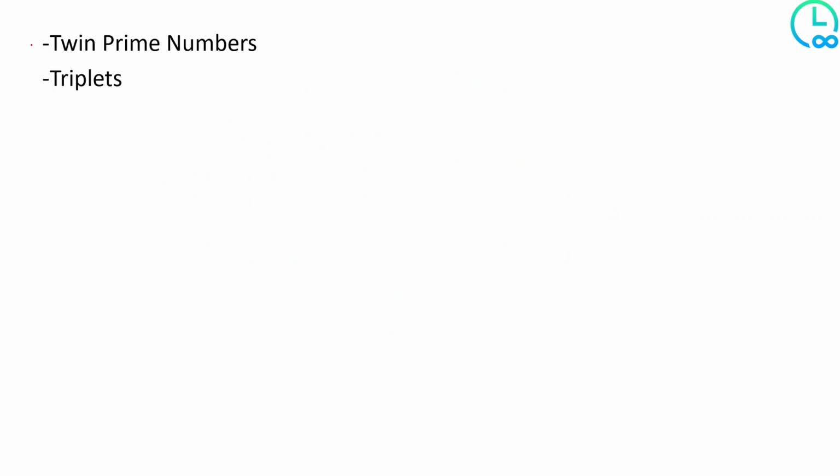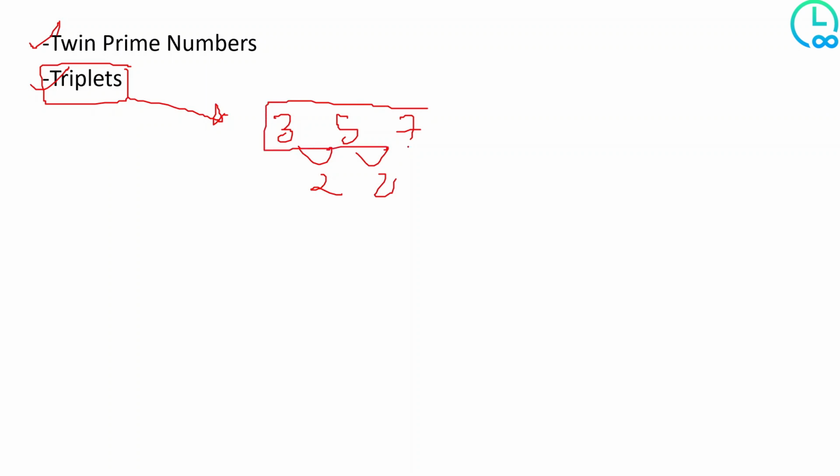So twin prime numbers and triplets. First let's talk about triplets, then we'll come to the twin prime numbers, because that will take a little time, and triplets are very simple. Triplets are those prime numbers that have a gap of 2, like 3, 5, 7. This is a gap of 2, so this is a triplet. There exists only one triplet, 3, 5, 7. Sometimes this may be mentioned in the question, so that's why you need to remember this. There is exactly only one triplet, that is 3, 5, 7.